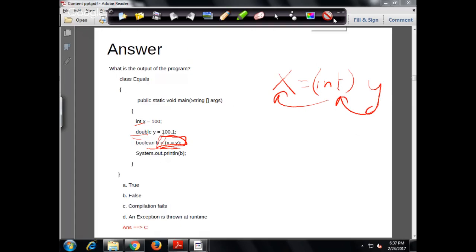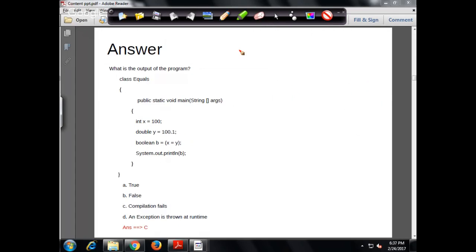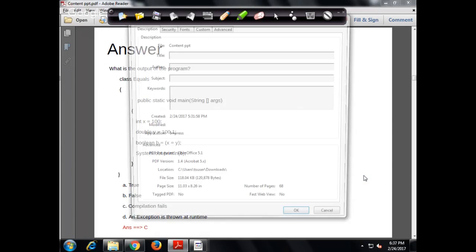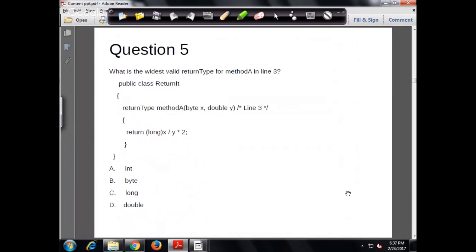I really hope that the concept is clear to you. And now I'm going to move to our next question. Yeah, so this is our next question, question number 5. Have a look at this question and try to answer the right option.